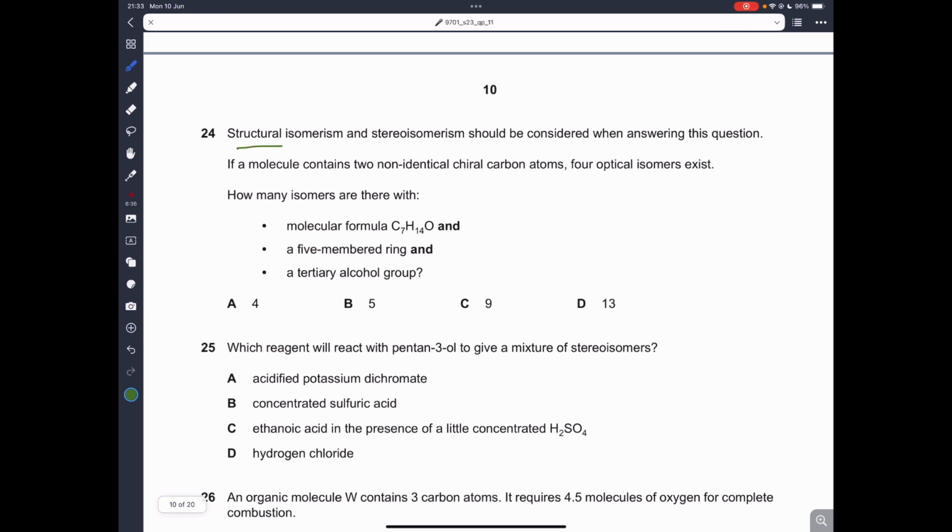24. Structural isomerism and stereoisomerism should be considered when answering this question.